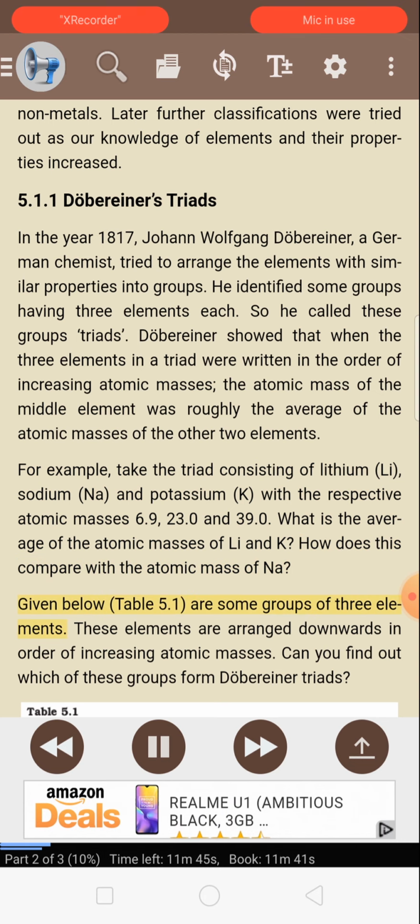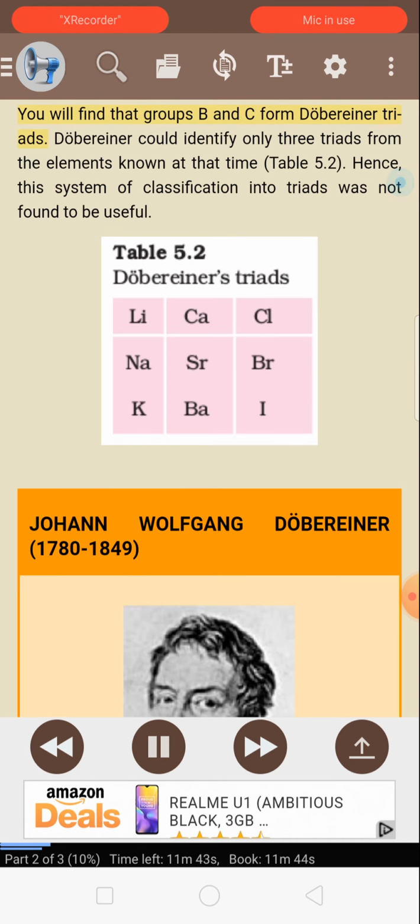Given below, table 5.1, are some groups of 3 elements. These elements are arranged downwards in order of increasing atomic masses. Can you find out which of these groups form Dobereiner triads? You will find that groups B and C form Dobereiner triads. Dobereiner could identify only 3 triads from the elements known at that time, table 5.2. Hence this system of classification into triads was not found to be useful.